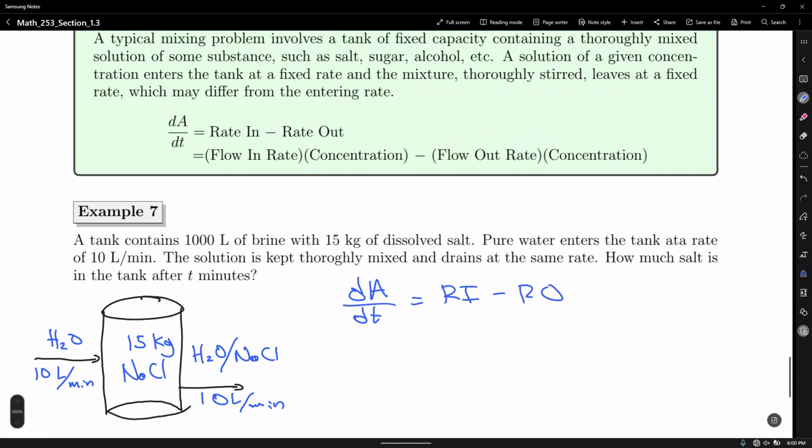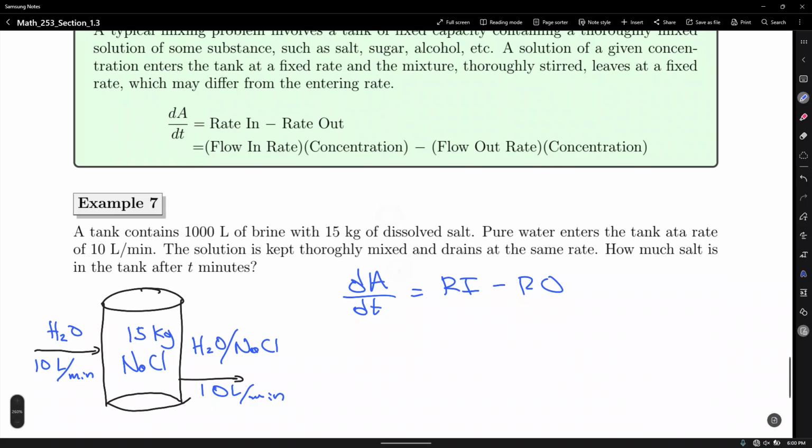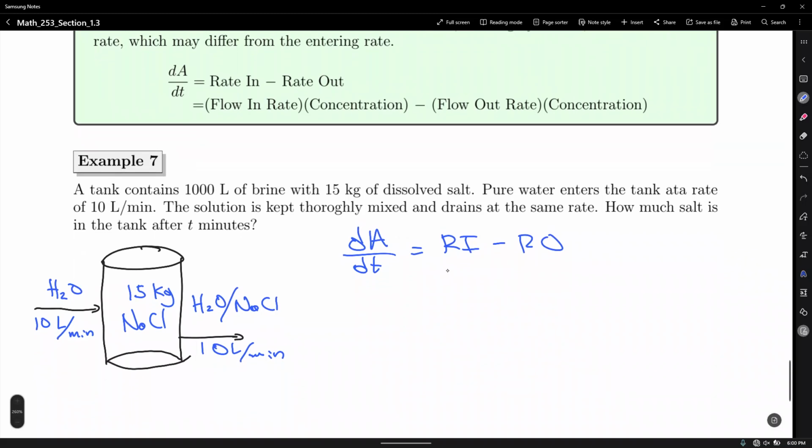How do we calculate each of them? So rate in is the product between flow in rate times the concentration of that solute that's coming in, minus flow out rate, which in this case for both they're the same, times the concentration of what is coming out. All right, here's the thing. Number one, flowing rate.